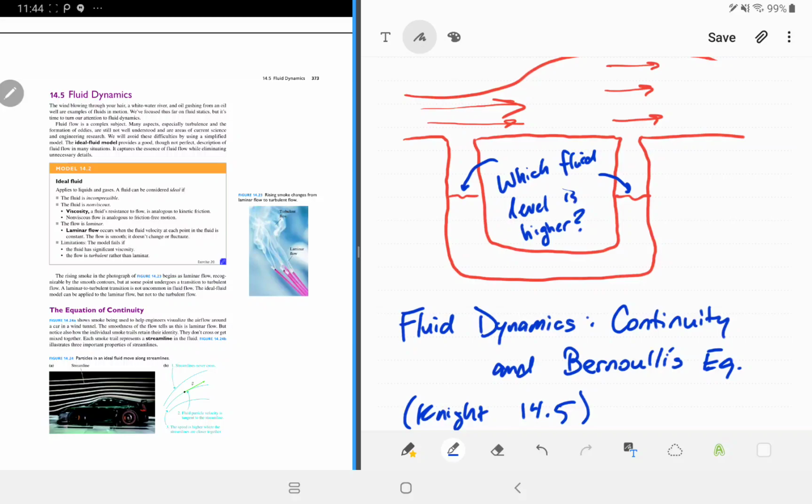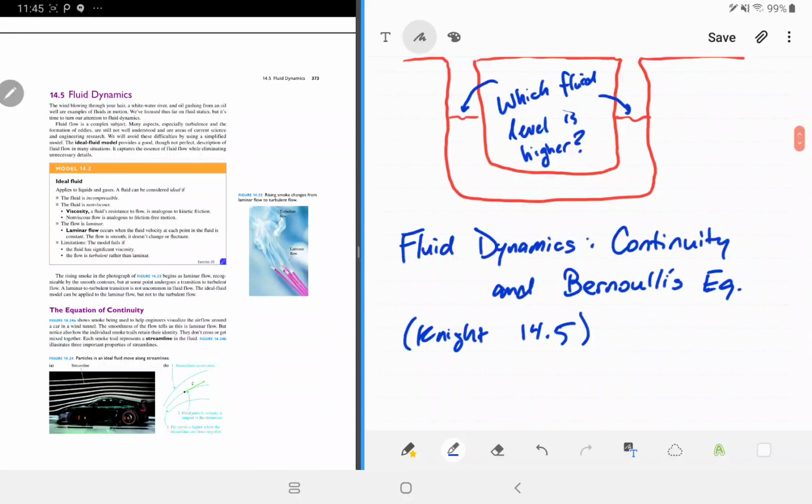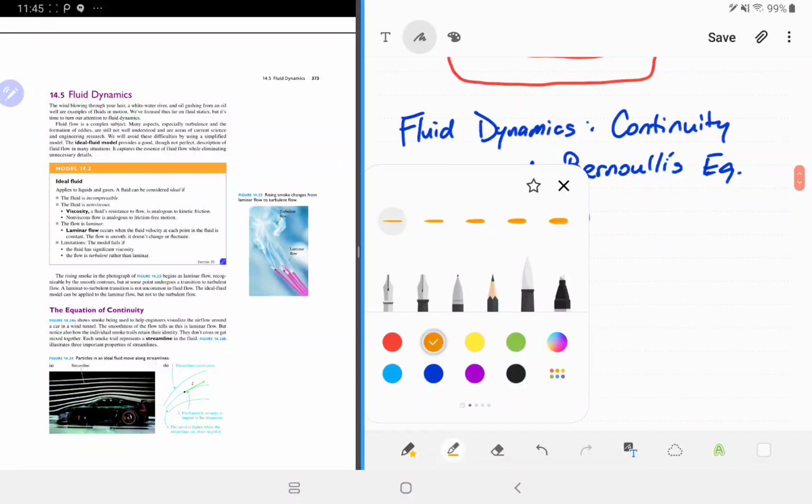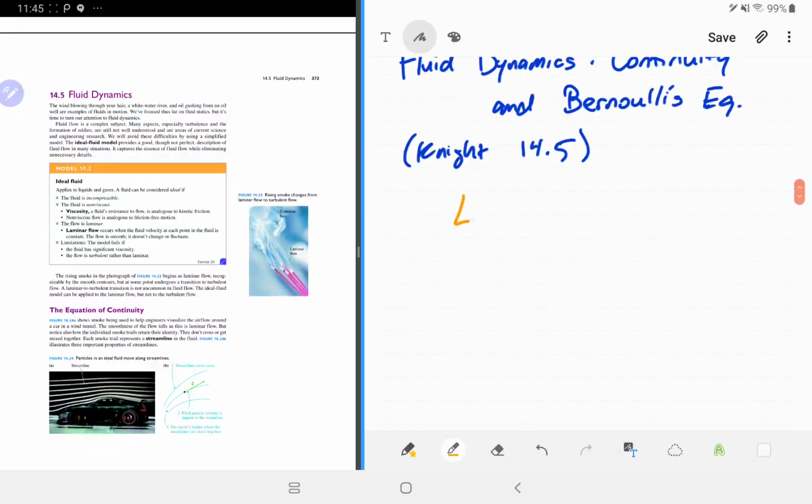Hello everyone, this will be the third and final video on fluids, and this time we'll do fluid dynamics. So fluids, when they flow, can be categorized into two different things. The flow could either be laminar or turbulent.